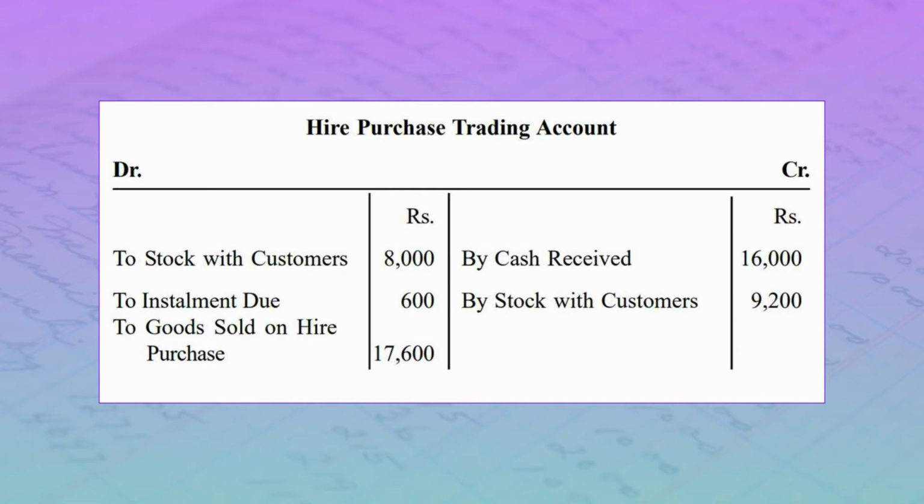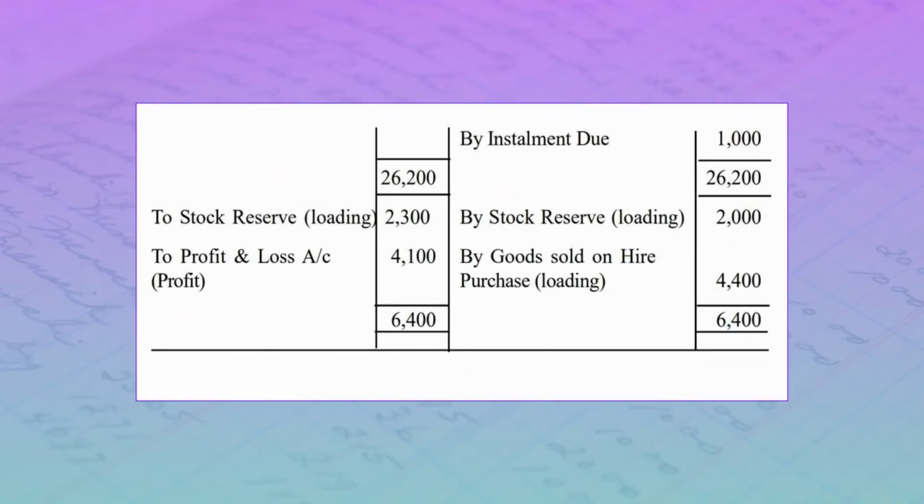So this amount of rupees 9,200 is after including the amount of loading which has been provided in the question, that profit is 25% on hire purchase price. It means 1/3 of the figures given in the question. It is 9,200. Then stock with customer.